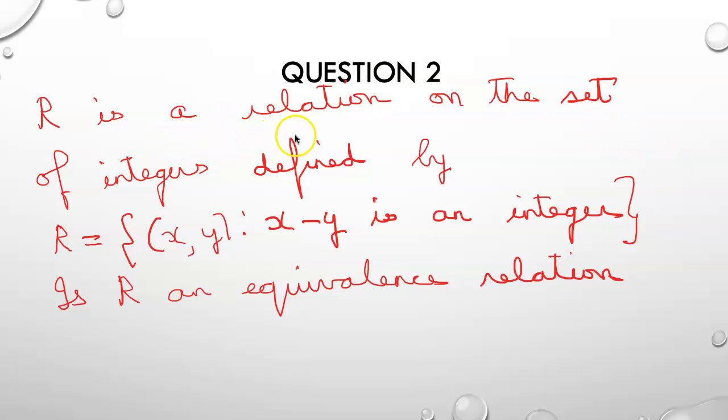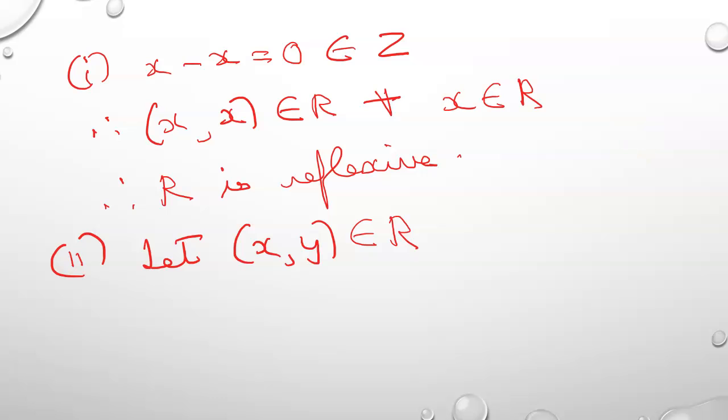Question 2. R is a relation on the set of integers defined by R consists of the set of all elements (x, y) such that x minus y is an integer. Is R an equivalence relation? Now x minus x is 0, which is an integer. So we can say that (x, x) belongs to R for all x belonging to the integers. So R is reflexive. So here we have shown that R is reflexive by proof.